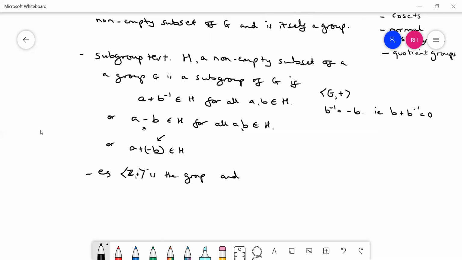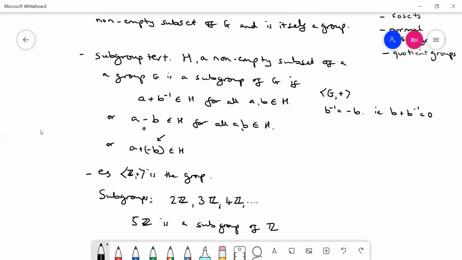And so, what are some subgroups? Well, there's 2Z the even numbers, 3Z, 4Z, etc. So these are all subgroups. So in particular, 5Z, which is what I'm going to use generally going forward, 5Z is a subgroup of Z, or as they say in the US, Z. Okay, so that's subgroups.